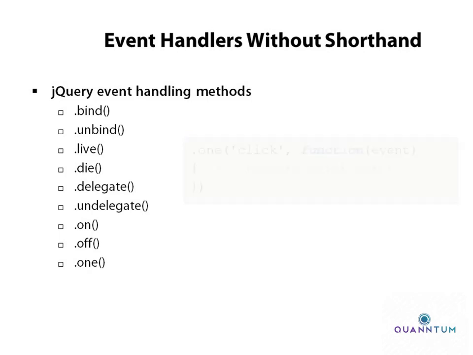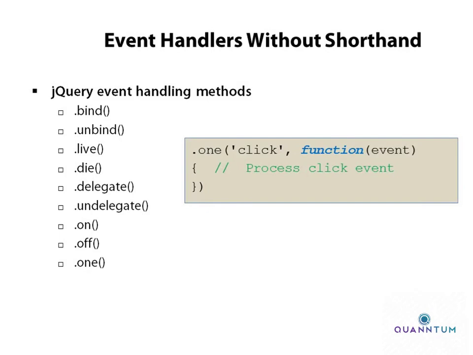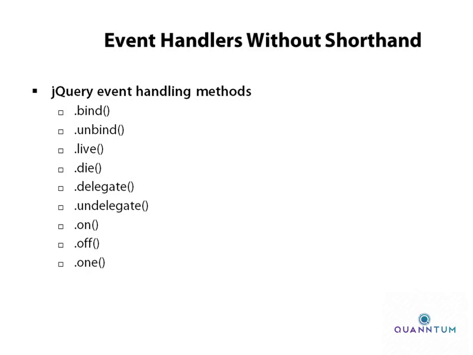The last method in the list is one. This attaches an event handler to an element that will only be processed one time. Once the handler is processed, jQuery automatically executes an off method. So let's work on some code to see how to make use of these methods.